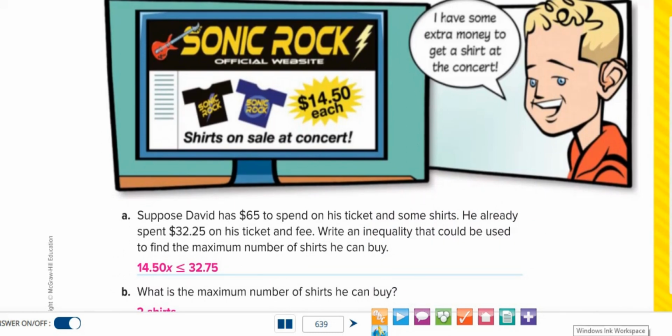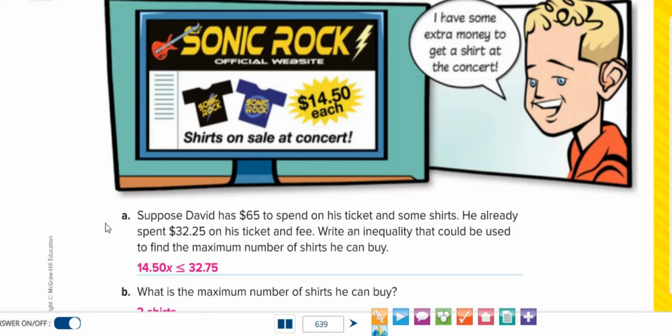Now we have here a t-shirt that costs $14.50 each, and suppose David has $65 to spend on his ticket and some shirts. He already spent $32.25 on his ticket and fees. Write an inequality that could be used to find the maximum number of shirts he can buy.